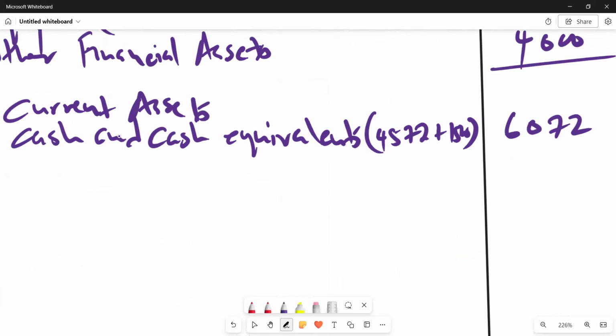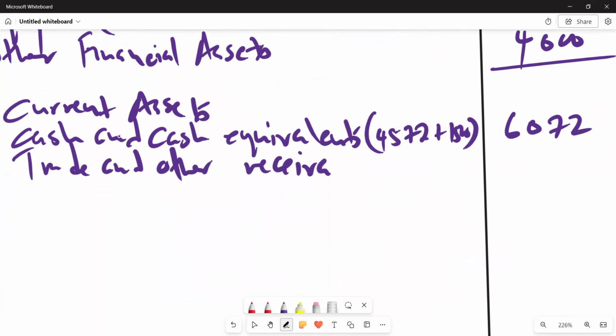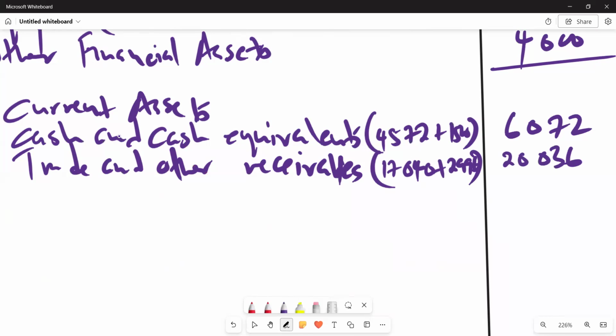So we are here, we are saying trade and other receivables. So what are we saying? For trade and other receivables, we can put it as 17,040. Then we add 2,996. And then we see that the total that we are going to get there is going to be 20,036. So we have 20,036. So this is the total that we have.